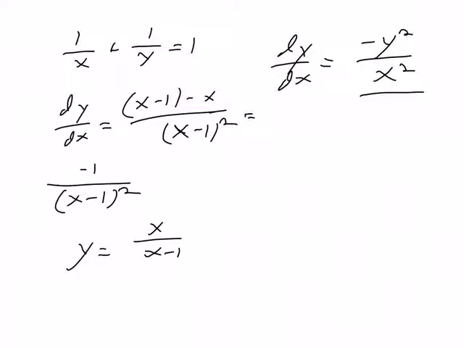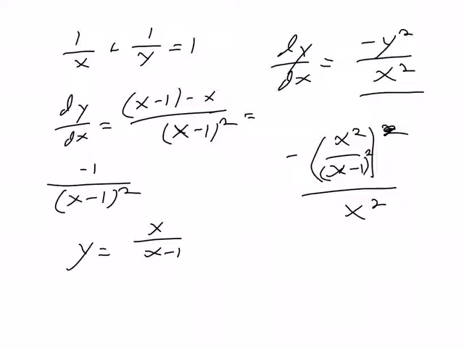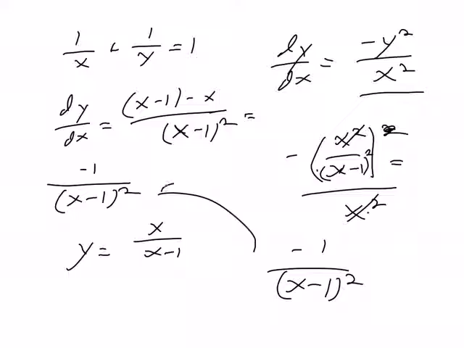Let's plug in what we have here for y. So we're going to have negative x over x minus 1 squared. So this will be squared, and this is going to be squared over x squared. And so this is going to go here, and these are going to cancel. So this is going to become negative 1 over x minus 1 squared. So both answers are correct.